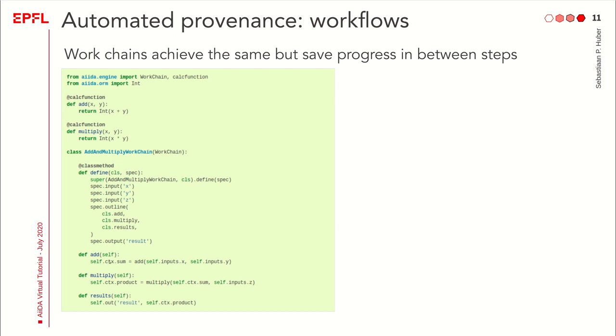You can see here how this is implemented. The add step does nothing more than just call again the calc function to do the work for it. And then the result is stored in this context, which is saved in between steps. So that allows us in the multiply step to access the sum, which is the intermediate result, and call the multiply calc function with the third input, z, that produces the product. And then finally, in the final step in the results, we just register that product as the output.